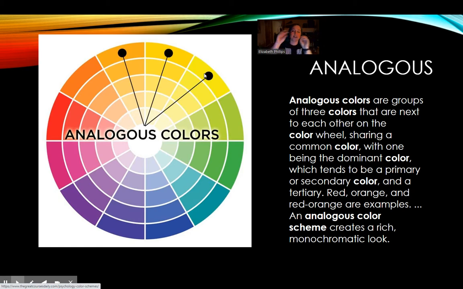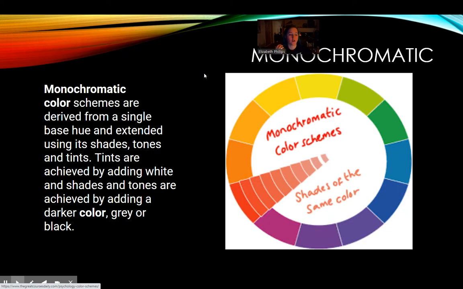You want the three colors to be distinguishable from each other. Do not blend in an analogous color harmony. Don't blend the colors together. They have to stand out as yellow, orange, and orange red. They have to be three separate colors. Do not blend. So that leads me to monochromatic.